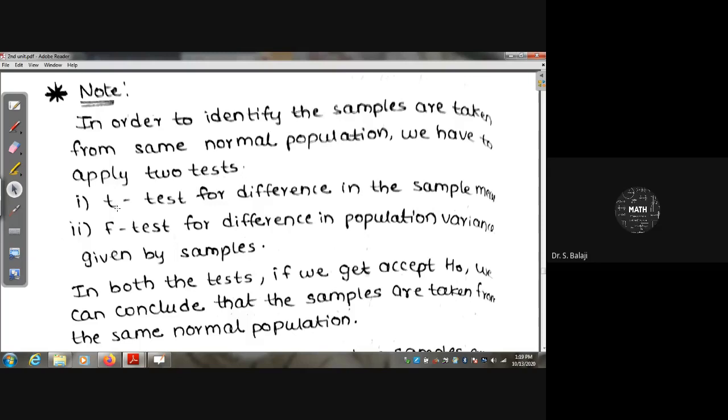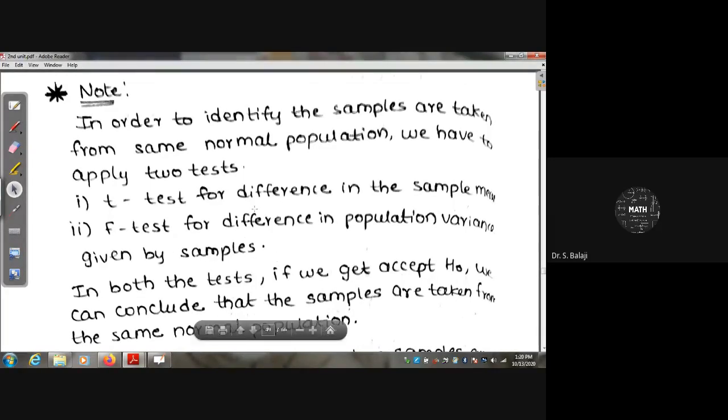What are the tests here? One is the t-test, for difference in the sample mean values. And the second one is the F-test, which is for difference in the population variances given by the samples.